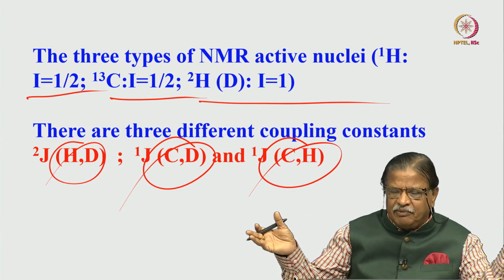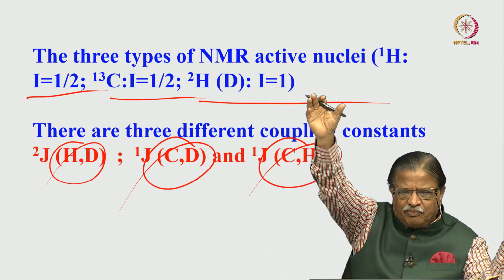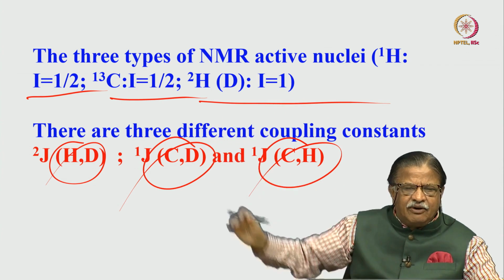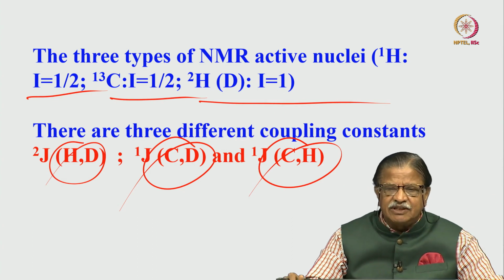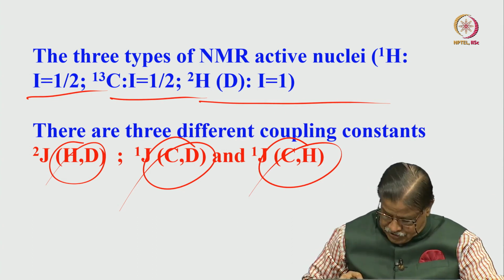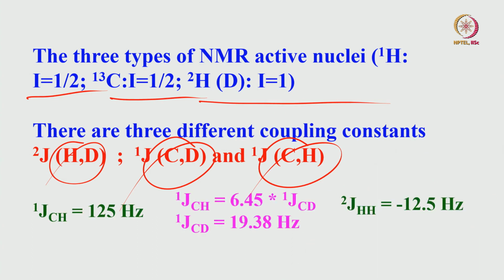We will not worry about the chemical shift differences. One comes at proton frequency, other at carbon frequency, one at deuterium frequency, all are different. So, individually we can take the spectrum for each of these nuclei. So, with this I give you some idea just for the simulation purpose.